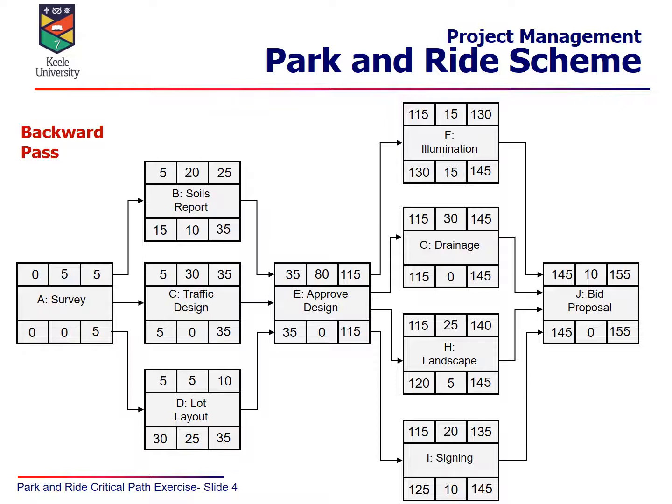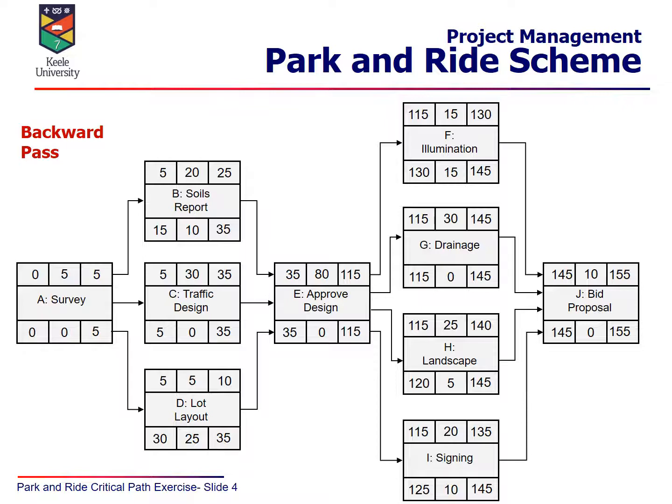The only other thing that's added into that diagram is the slack time, or the float time. This is the amount of flexibility, or if you like, the number of days we can delay starting that activity but still complete the project on time. So you can see for activity A, the survey, there is no slack. We need to get that started straight away. But for the soils report, we do have some flexibility. Activity B, there's a slack of 10. In other words, the earliest we can start is day 5, but actually we can delay it until day 15 and still complete the project on time. So there's 10 days of slack there.